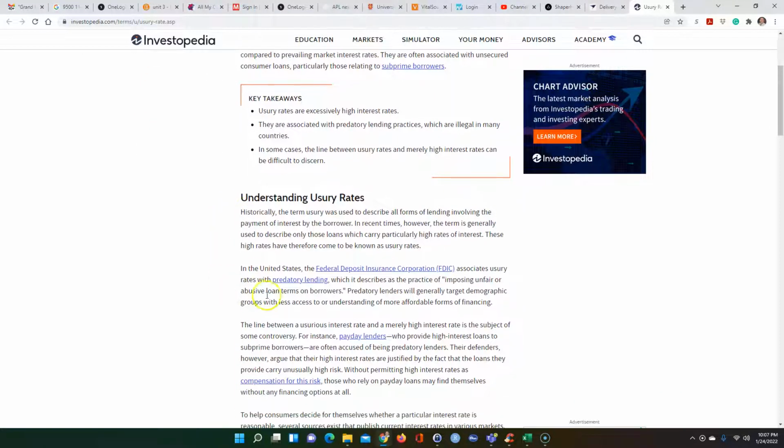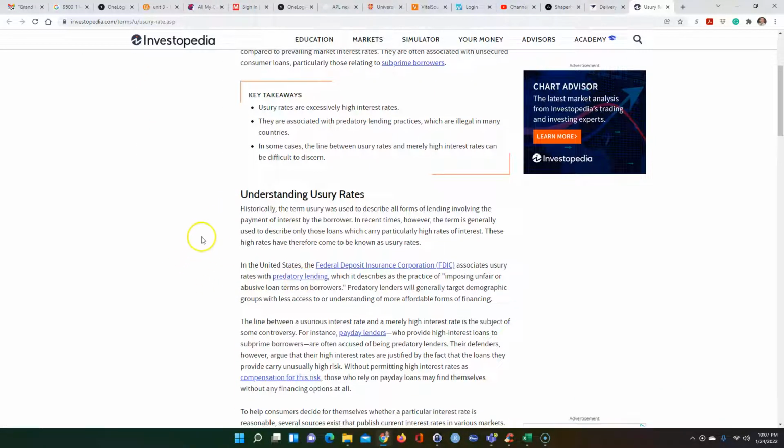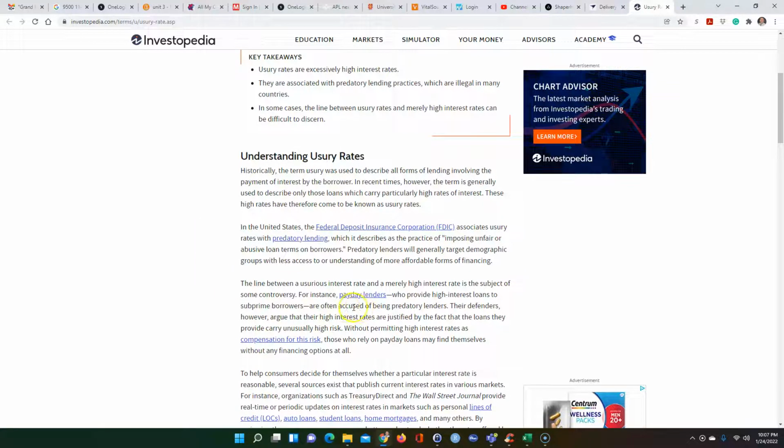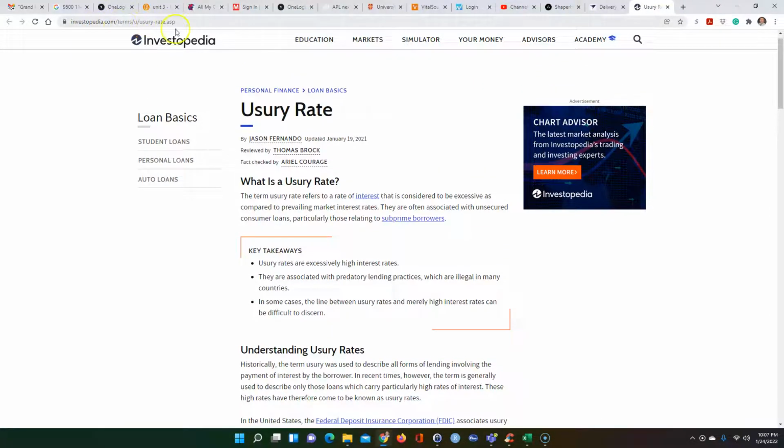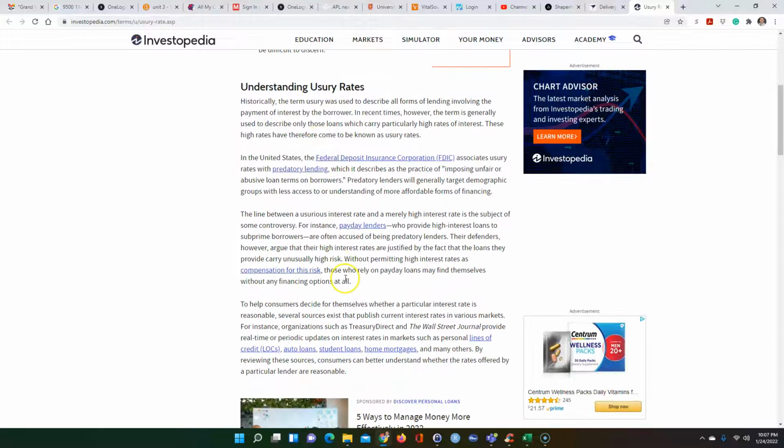Sometimes it's called predatory lending. One thing that this article talks about is payday lenders. By the way, this is Investopedia. I just looked up usury rate. It talks about payday lenders. They provide high interest loans. They're often accused of being predatory.